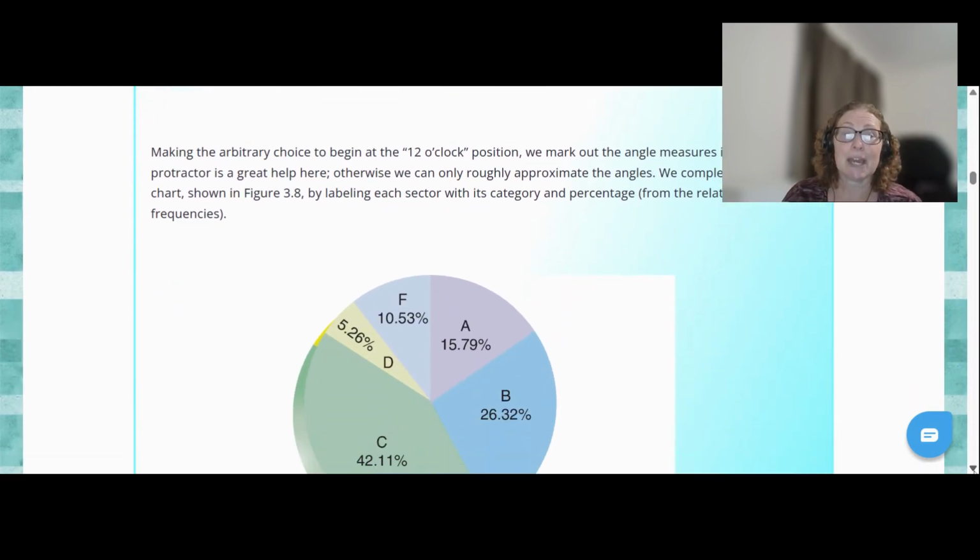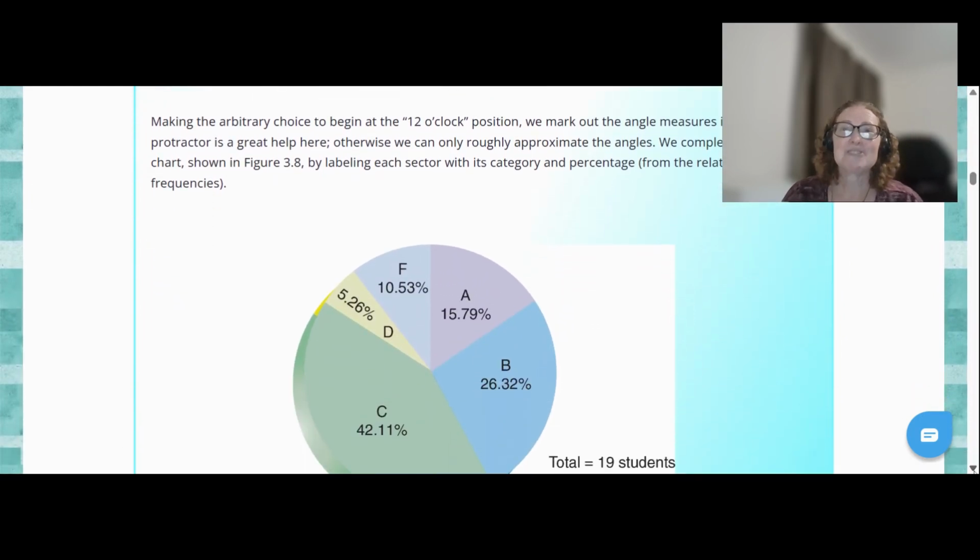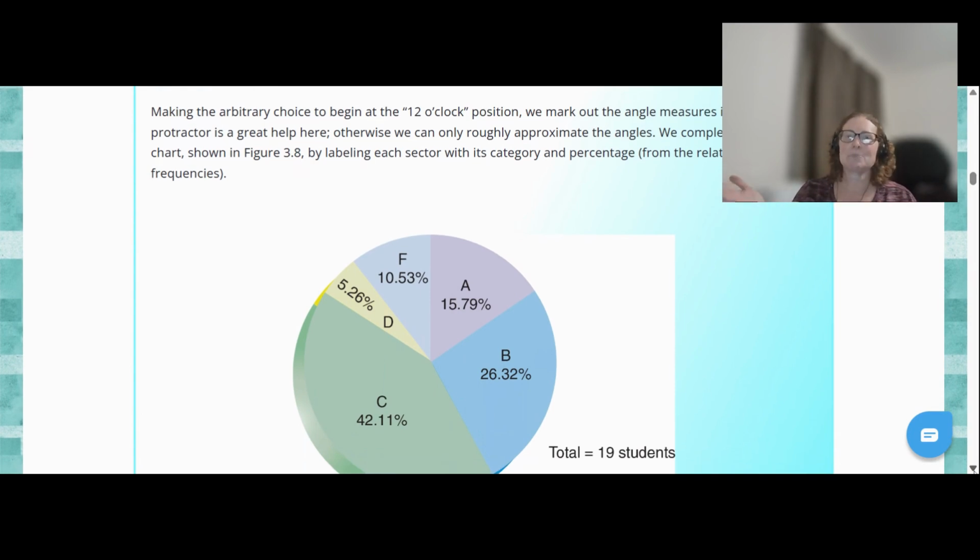We want to do the best we can. Also, when you're making a graph, it's up to you, but typically it starts off at the 12 o'clock position, and we're marking the angles in succession, so A, B, C, D, and F. So we can complete our pie chart, and we can see that the A's were 15.79% and so on around.